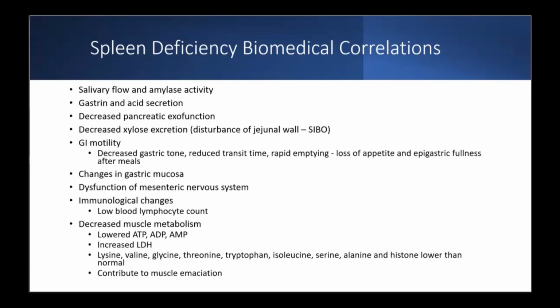So immune changes, low blood lymphocyte counts, decreased muscle metabolism, muscle emaciation, low ATP, right? And increased LDH. LDH is lactic acid dehydrogenase. That's that metabolic acidosis. Your body's making LDH to deal with overproduction of acid.